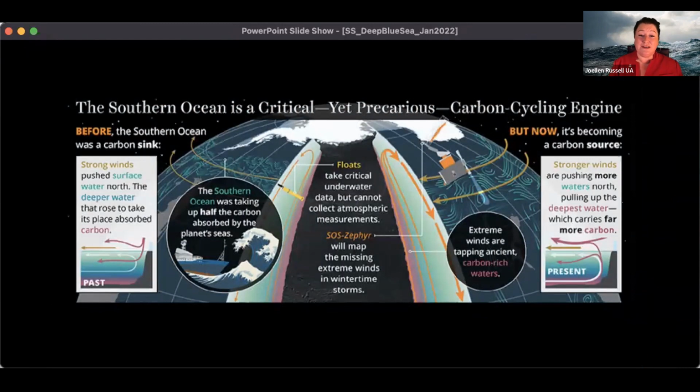So the Southern Ocean is a critical and precarious carbon cycling engine. Once upon a time, the Southern Ocean was just taking up half of the carbon absorbed by the planet's seas. Strong winds push surface water away from Antarctica towards the north, and then the deeper water rises. You can't have a hole in the ocean, so if it pulls it away, then there has to be water that upwells. This water upwells from far, far deeper than anywhere else in the global ocean.